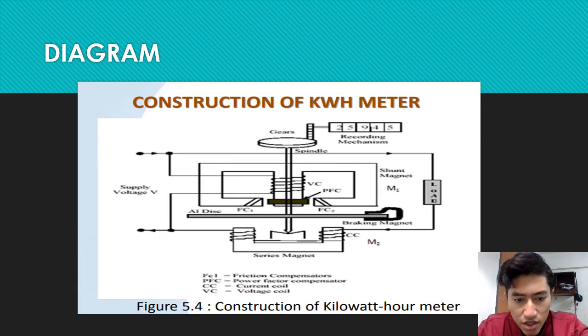So this is the diagram of the construction of the kilowatt hour meter. From this diagram, it shows the gear, spindle, recording mechanism, shunt magnet, braking magnet, CC which refers to current coil, series magnet, supply voltage, aluminium disc, FC is friction compensator, VC is voltage coil, PFC is power factor compensator, and last is the load.